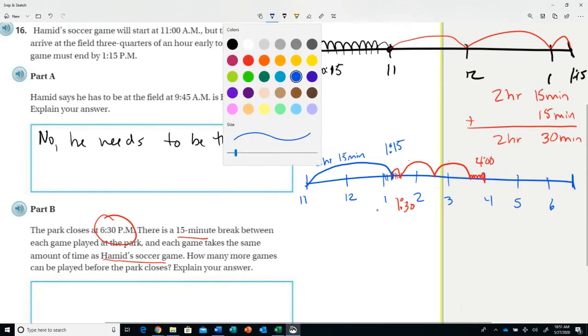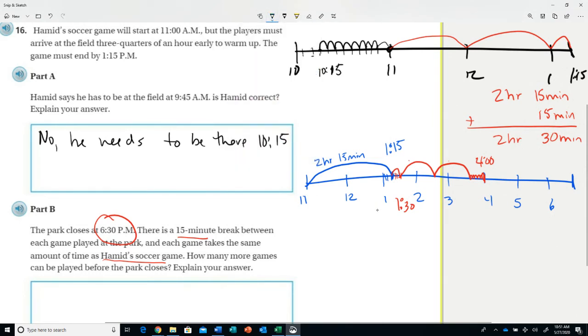No, different color. Let's do green. So here's Hamad's game. Here's the next game. And so from 1:30, 2:30, 3:30, 4 o'clock, now I still have enough time. And I'm going to do another 2.5 hours. So from 4 to 5 is 1 hour. 5 to 6 is 2 hours. 30 minutes puts us at 6:30. So that means that game can finish and get cleaned up by 6:30.